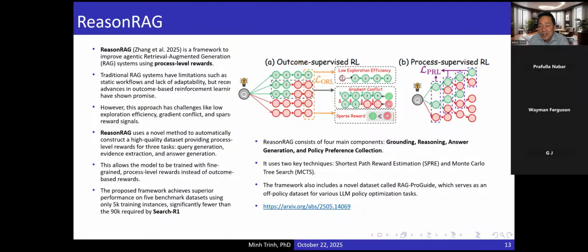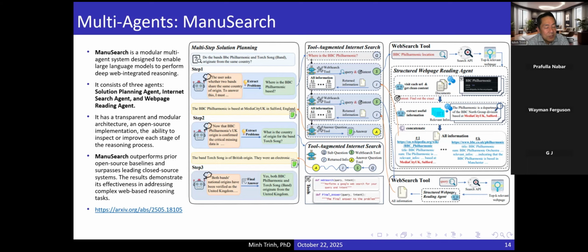So here, that ManuSearch model is using three agents. The solution planning agent. Planning means you think in terms of what are the different steps to come up with the answer. Then a search agent, right? So you are going to design the query and send the query to the search engine. And then you have a web page reading agent. So you have an agent that reads the answer from the search engine and tries to make sense of what it is, right?